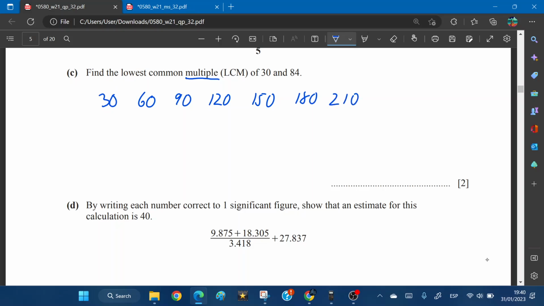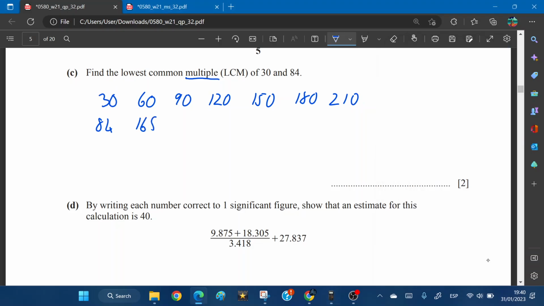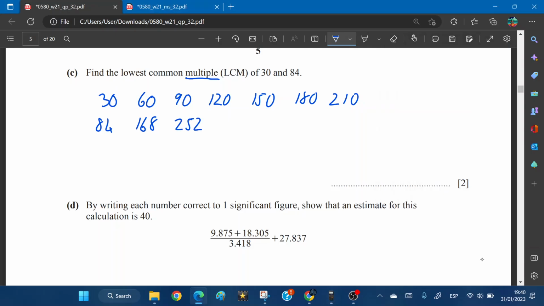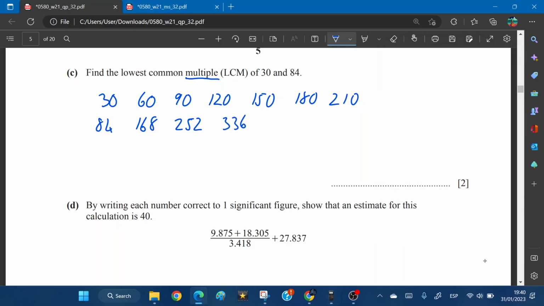Okay, the harder one though is 84. Okay, what is 84 times 2? Let's use our calculator, save time. 168. Now, times that by 3. Oh, no. I need to do 84 times 3. 252. Let's try 84 times 4. 336. It's like we're never going to get there.